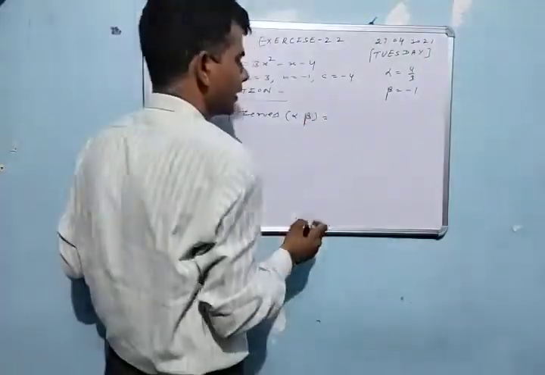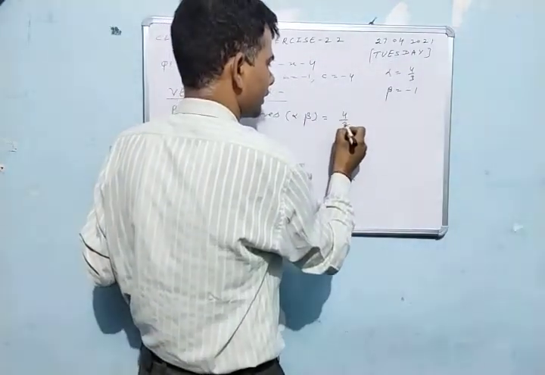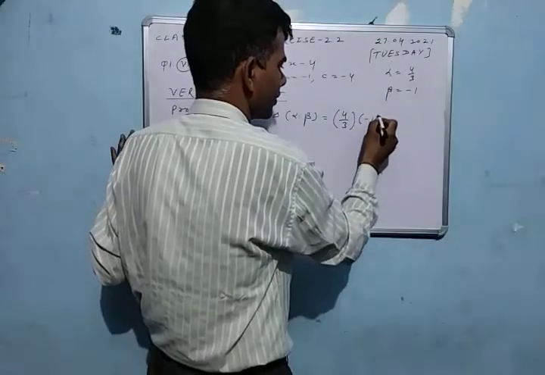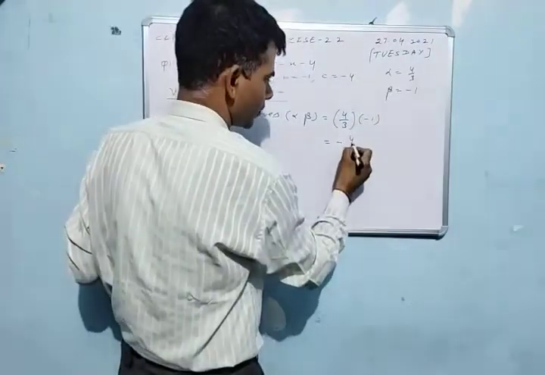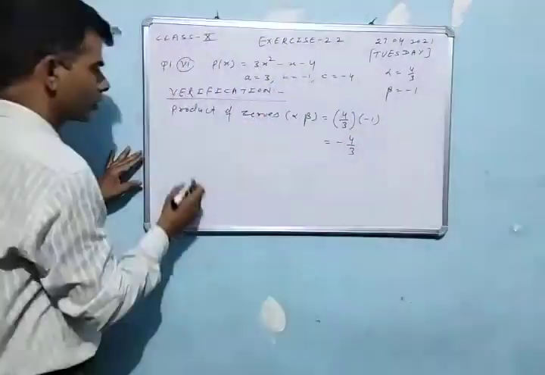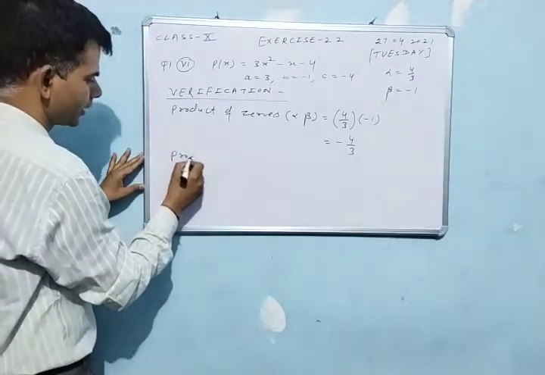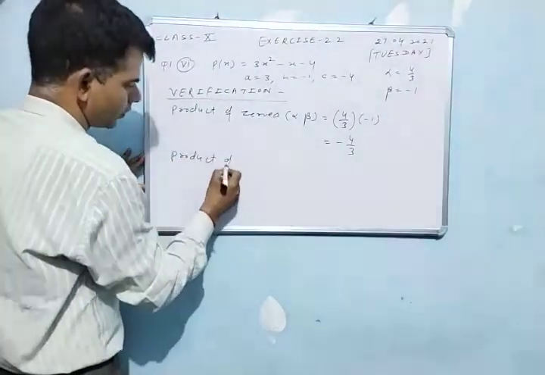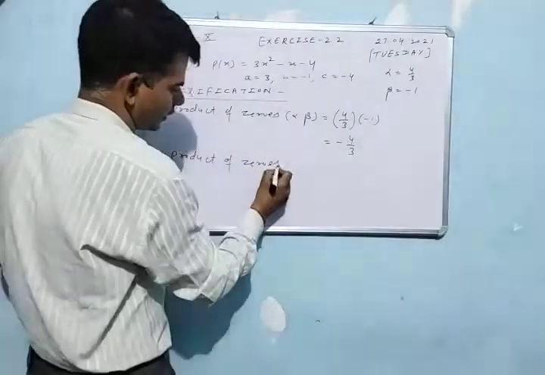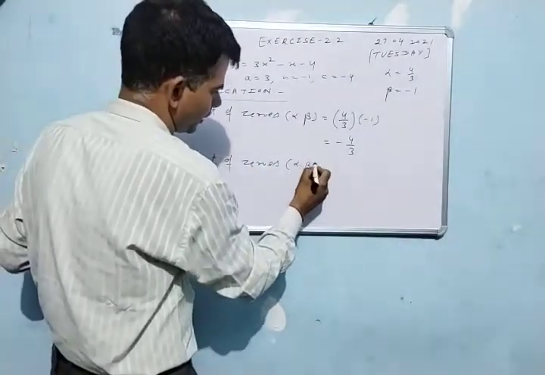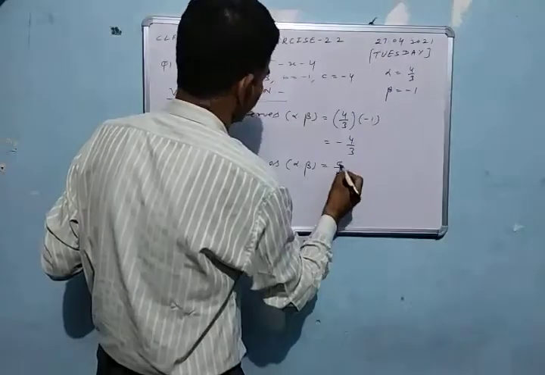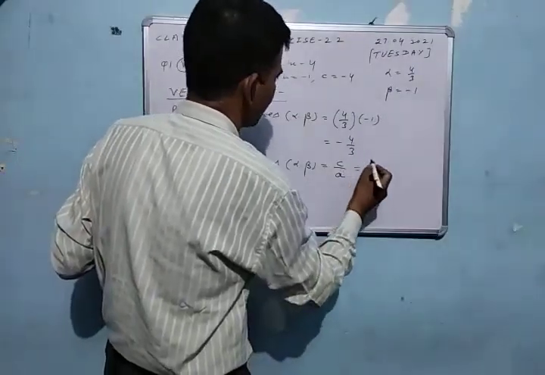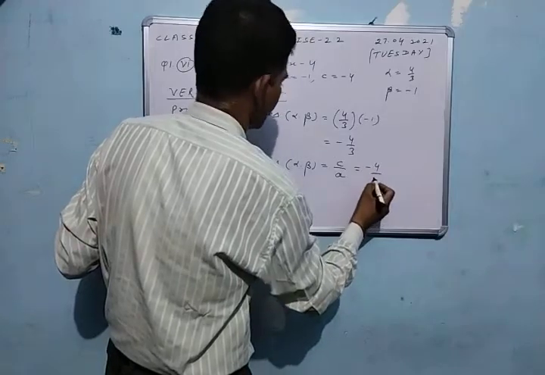Student, what is alpha? That is 4 by 3. And beta is minus 1. 4 by 3 multiplied with minus 1, that is minus 4 by 3. And product of zeros by coefficients, that is alpha into beta, that is c by a. C by a. Student, c is minus 4, a is 3.